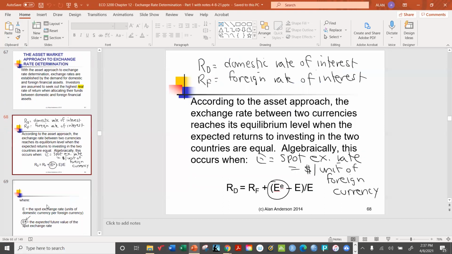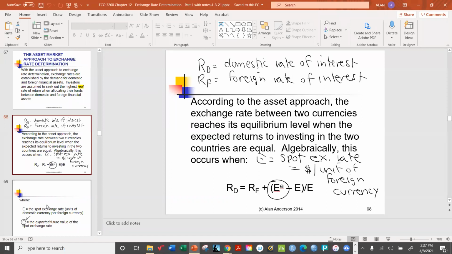Now, we're going to assume that our focus is on what we're going to call the domestic and foreign rates of interest. And just to keep it simple, we'll assume that there's one relevant rate of interest, a very low risk rate of interest. In other words, this is the rate of return you could earn by holding what are called euro currencies. And so the risk is very minimal.